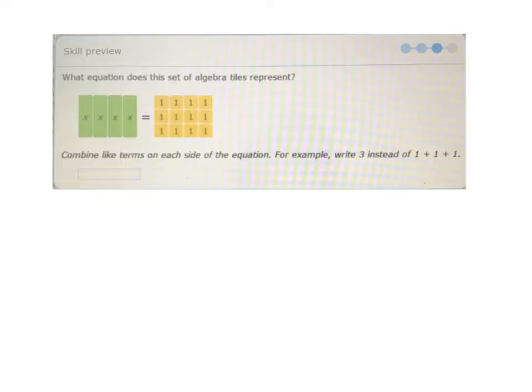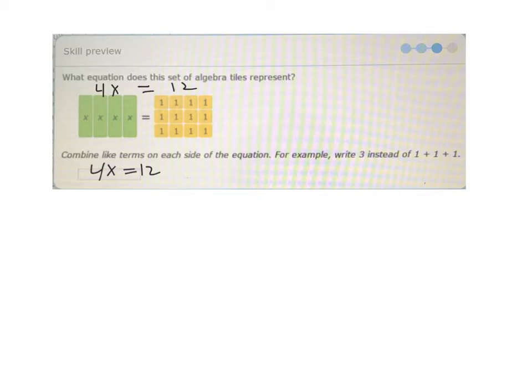This example again asks us, what equation does this set of algebra tiles represent? So we see here, on this side of the equation, we have 4x, and we're saying it equals 1, 2, 3, 4, 5, 6, 7, 8, 9, 10, 11, 12. So simple as 4x equals 12.